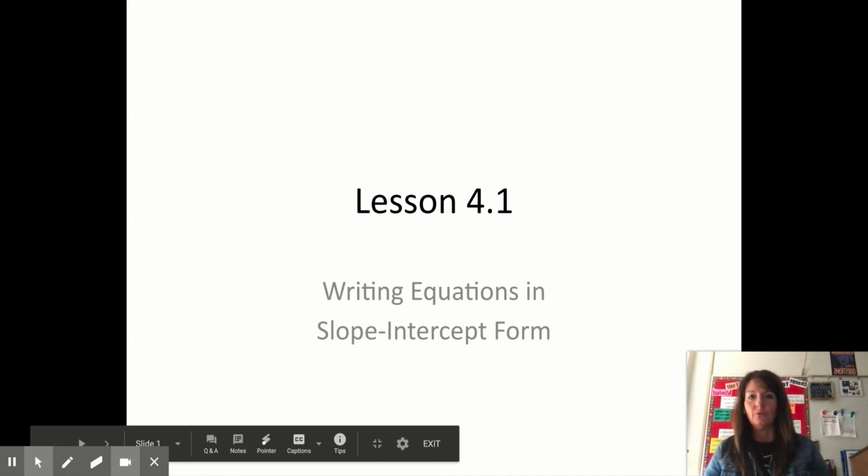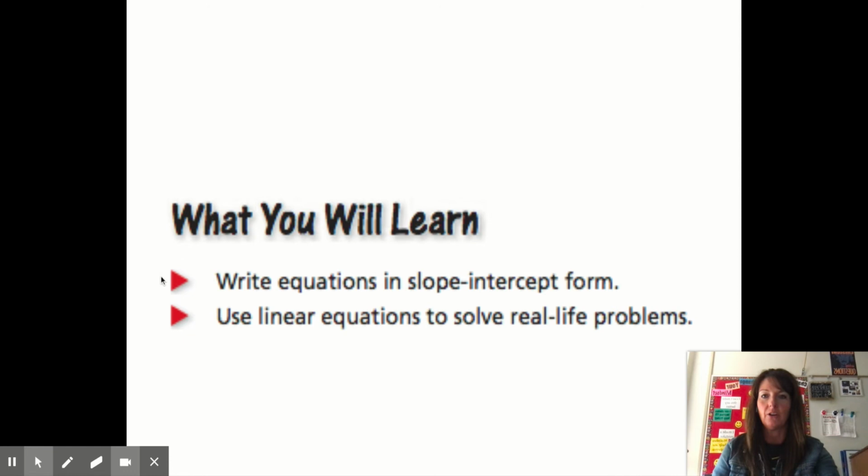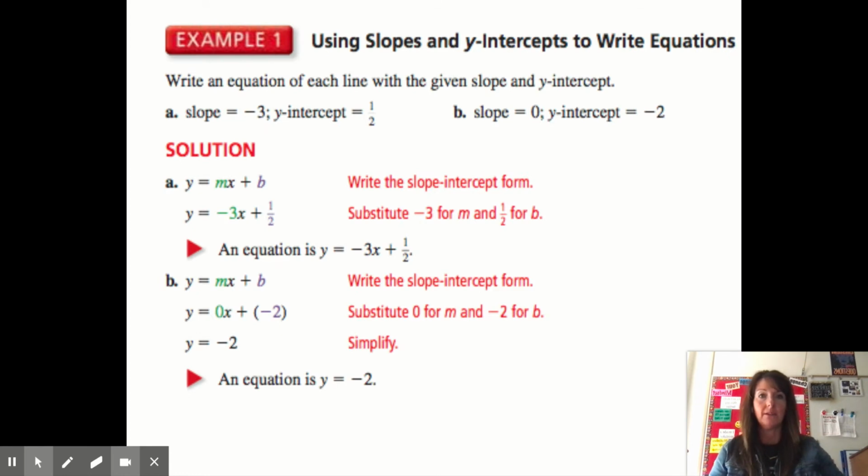Okay, welcome to Chapter 4, the first lesson, 4.1, Writing Equations in Slope-Intercept Form. So what we're going to learn today is to write the equations in slope-intercept form, then to use the equations to solve some real-life problems.